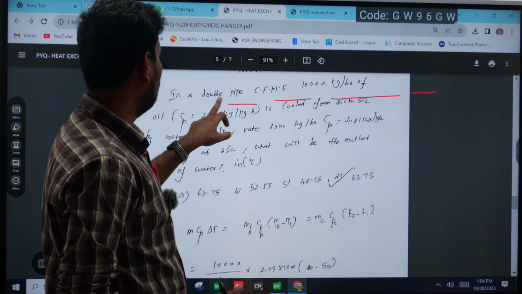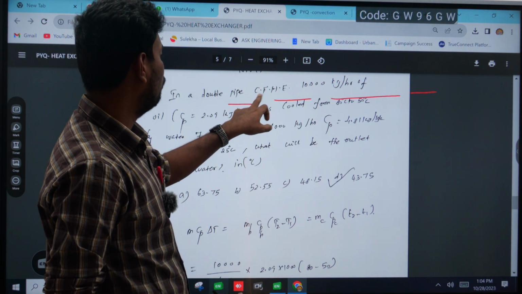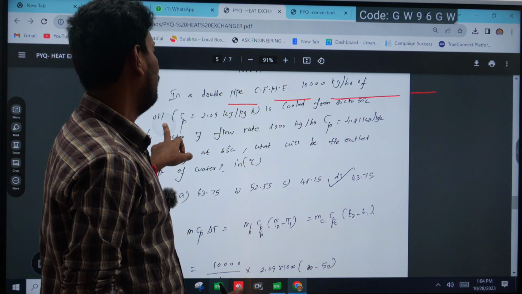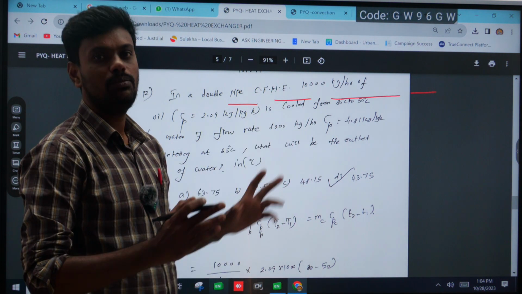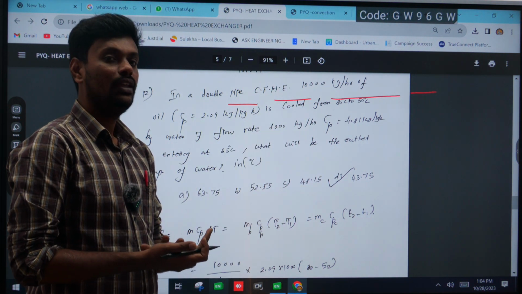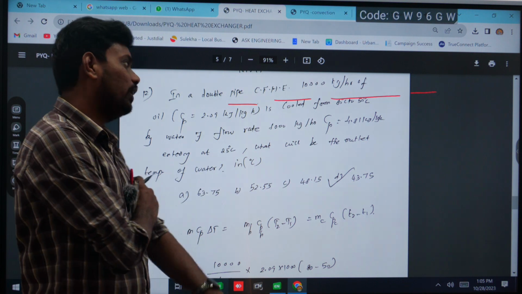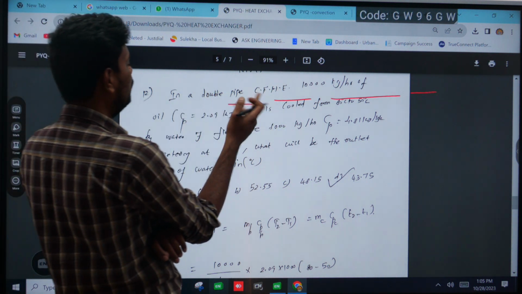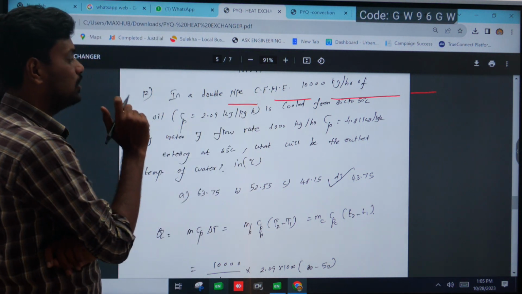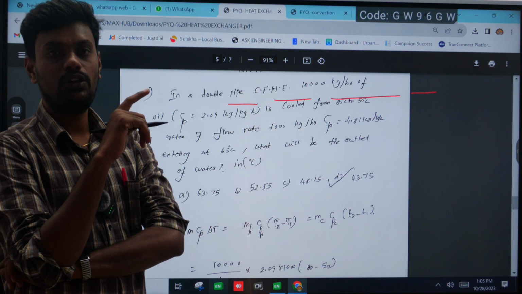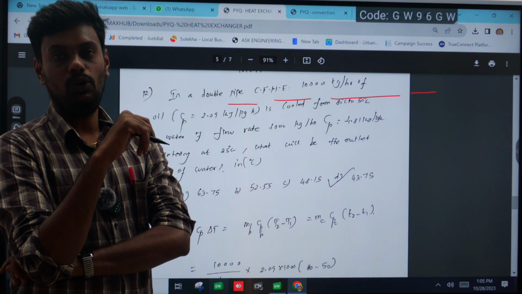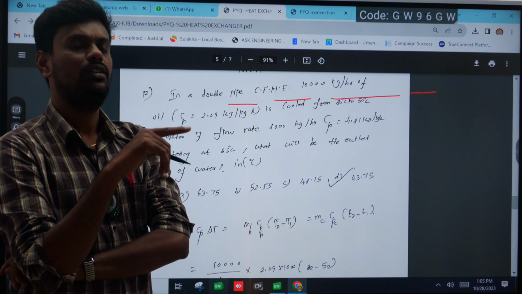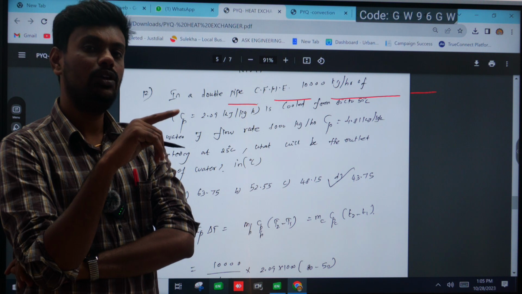Then Cp, specific heat, is also given for the hot fluid. In a double pipe counterflow heat exchanger, 10,000 kilogram per hour of oil is cooled, which means oil is the hot fluid, since it is losing heat. That's why I have taken oil as the hot fluid. Hot fluid mass is 10,000, specific heat is this much, and specific heat we should always take in the unit of joules per kilogram Kelvin. And mass you always take in the energy balance in kilogram per second, so that you get the Q value in the unit of watts.